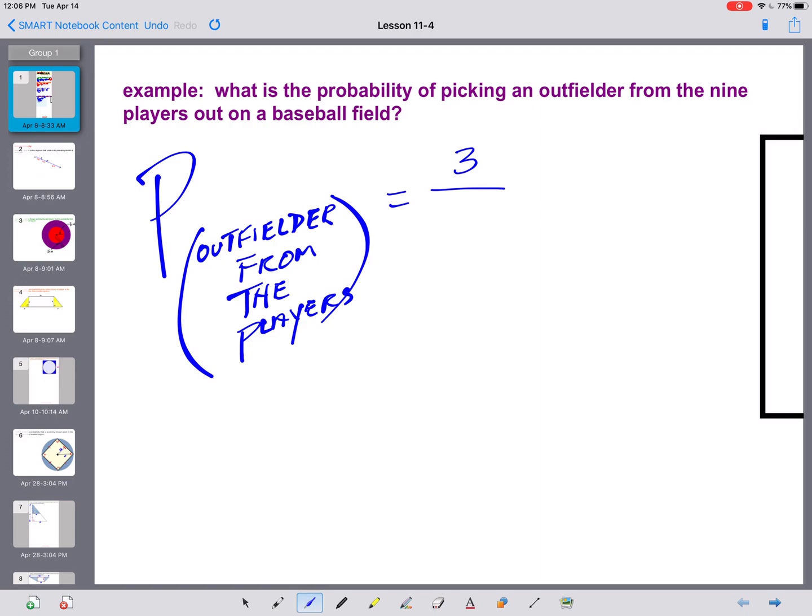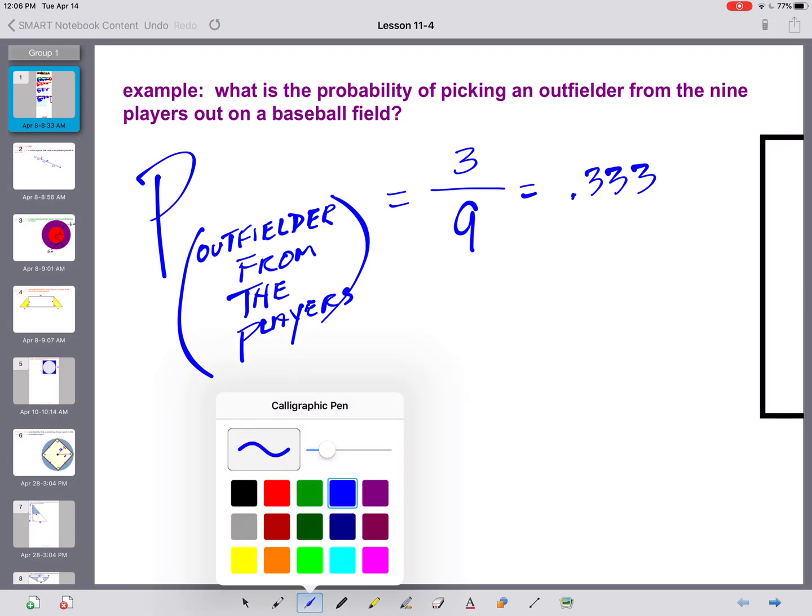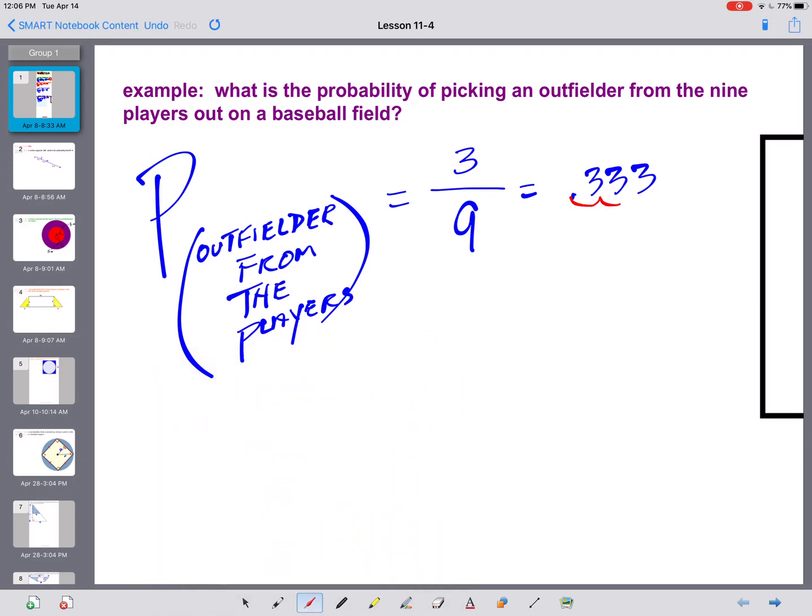Left field, right field, and center field. How many total players are out there? 9. That's 0.333 as a decimal. Remember, I want it as a percentage. Move it over twice. Here's our answer, 33.3%. Okay, now let's do a little geometric probability.